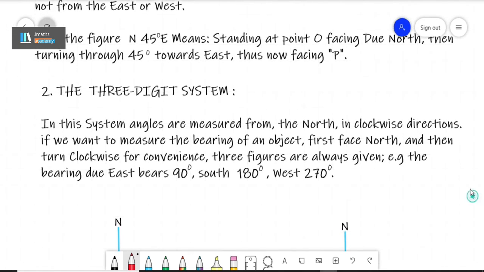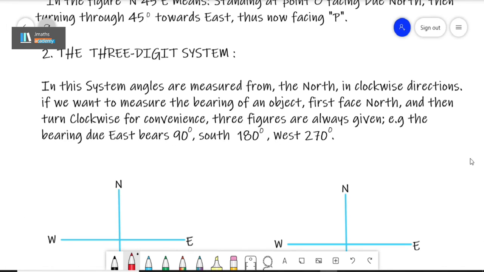Okay, let's continue. So the second way of measuring bearing is a 3-digit system. In this system, angles are measured from the north in clockwise directions. If we want to measure the bearing of an object, first face the north and then turn clockwise. For convenience, 3 figures are always given in this system, e.g. the bearing due east bears 90 degrees, south 180 degrees, and west 270 degrees.